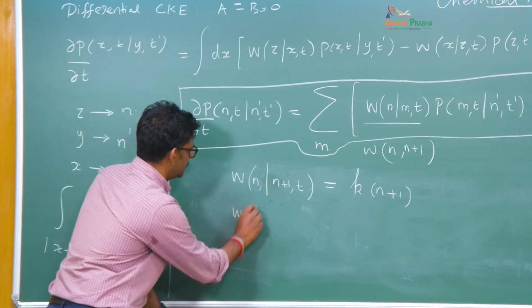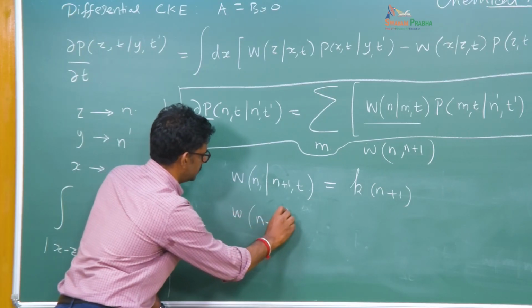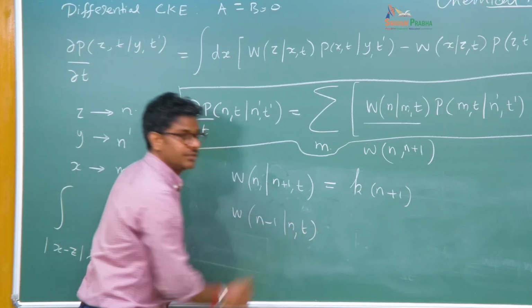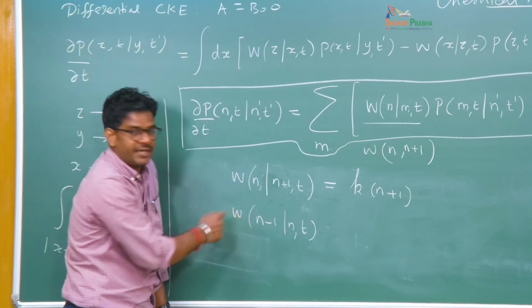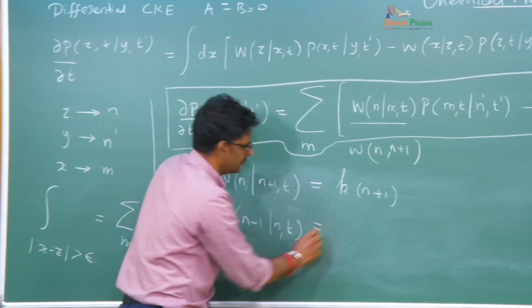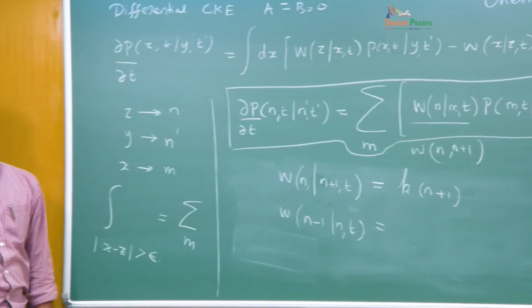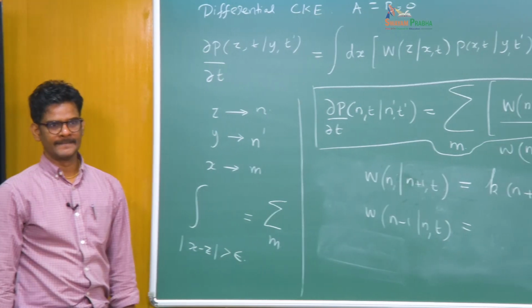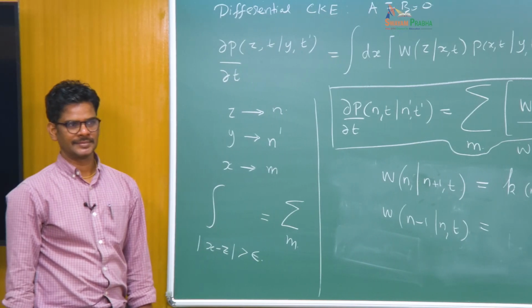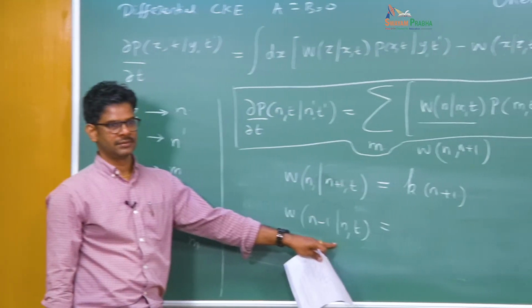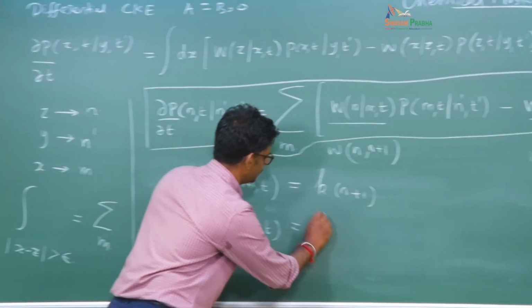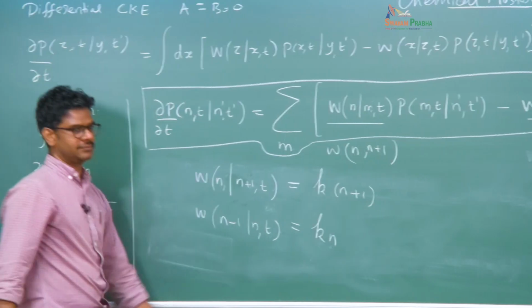Similarly, we want this also, because the state can be at n comma t and in the next time interval it can become n minus 1. What is the rate of this? What would the rate be? Kn, yes, just Kn. That's all.